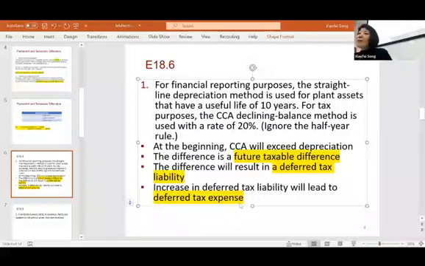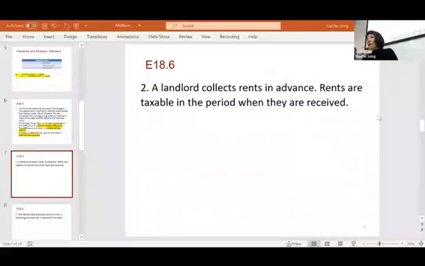Yeah, it's a future taxable amount because just think, when this difference reverses, future taxable income will be more, right? Because there will be less CCA in the future compared to the depreciation. Now, as we said, we only use the same tax rate for this type of problem so that you're just focusing on analyzing whether it's a taxable difference or deductible difference. You don't need to worry about the years that will be reversed. Okay, here's the second one. A landlord collects rent in advance. Rents are taxable in the period when they are received.